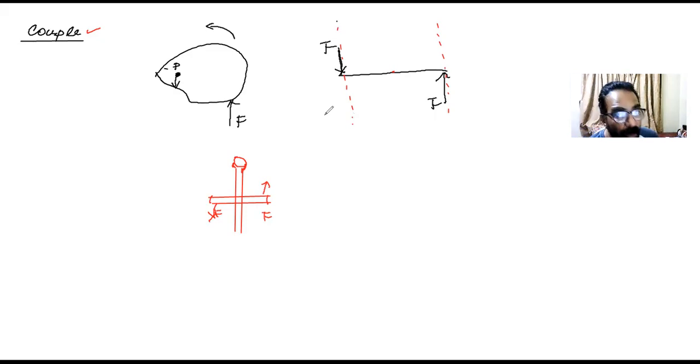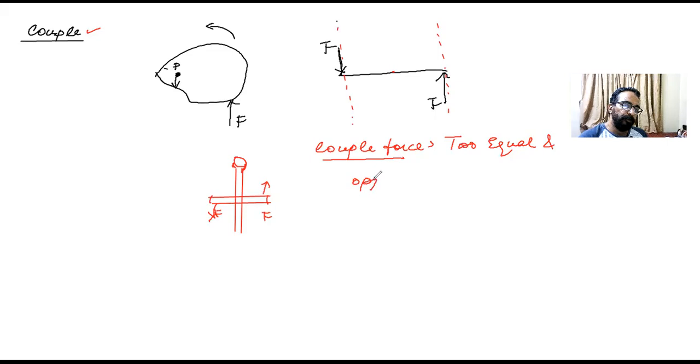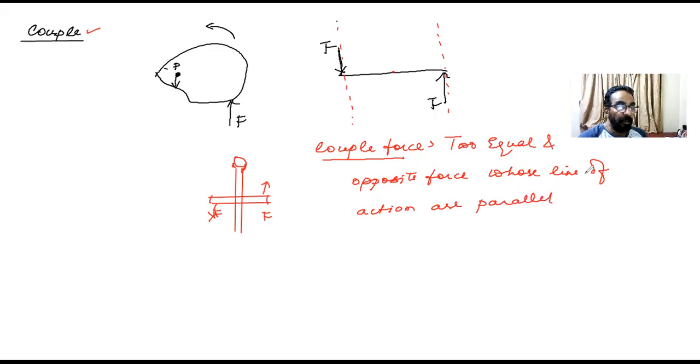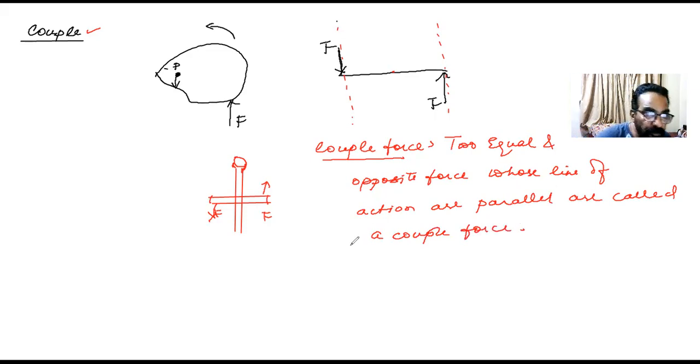This pair of forces is called a couple force. Are you getting me here? So what is the definition of a couple force? Please see. A couple force: two equal and opposite forces whose lines of action are parallel. You don't have the same line of action. The lines of action are parallel. These are called a couple force. I hope everybody understood this couple force now.